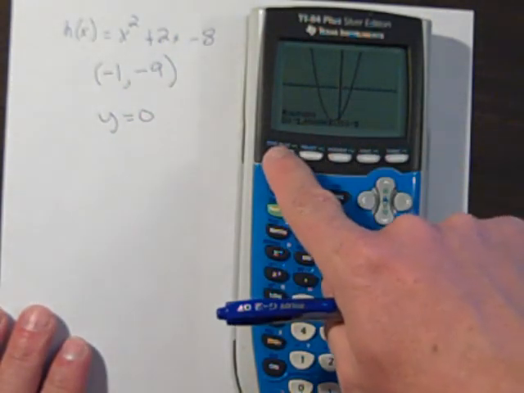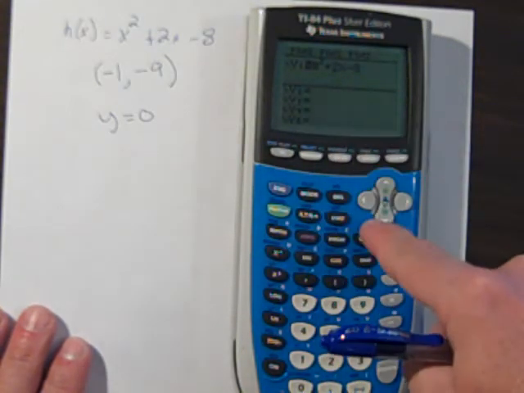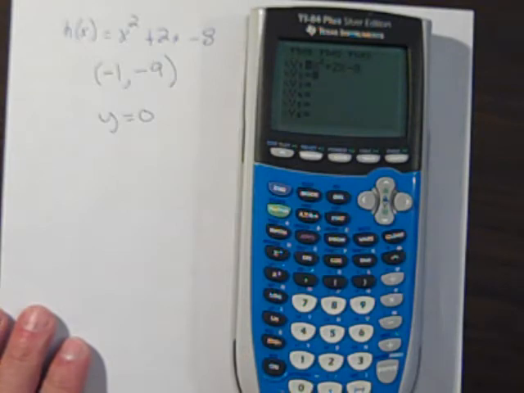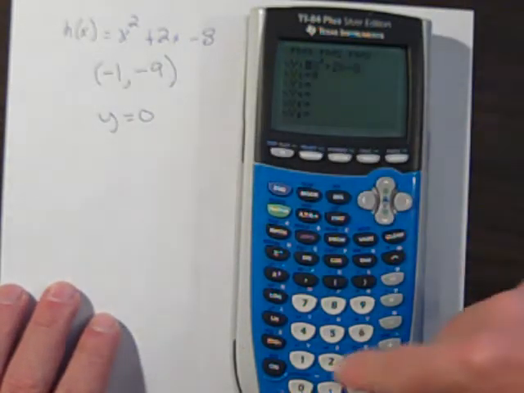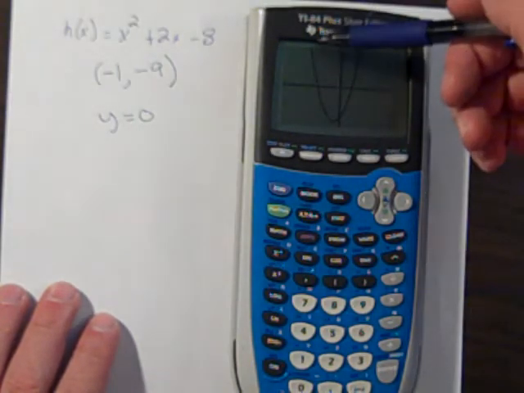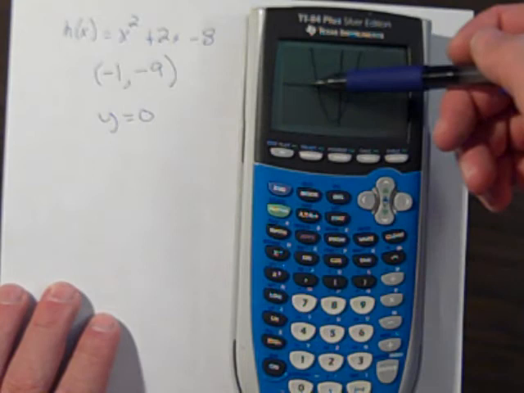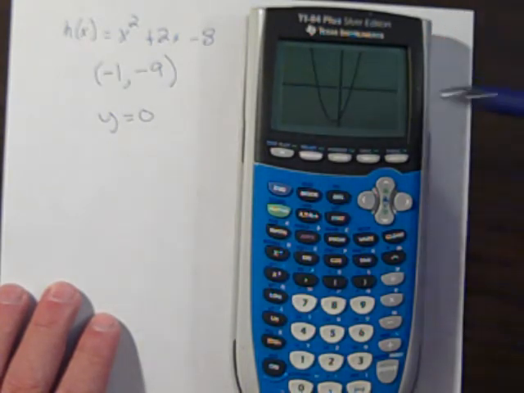So now what I can do is I can go back to my y equals function here. And I've got my first equation already written in there. I'm going to write in the second equation. And that second equation is going to be y equals 0. Just type in 0. I hit graph. And it graphed this one already, and then it came across and graphed this one. You can't see it because it's right on the x-axis.